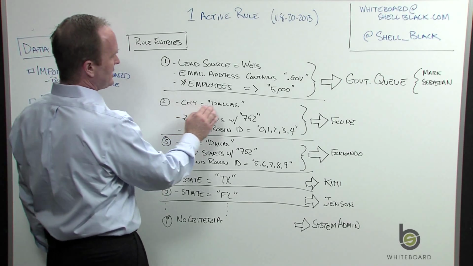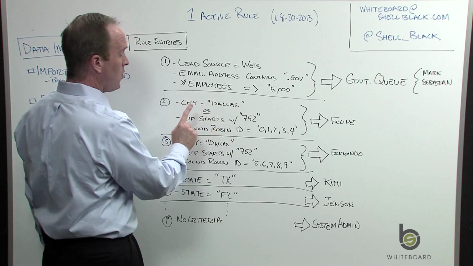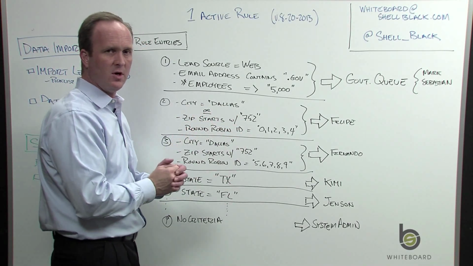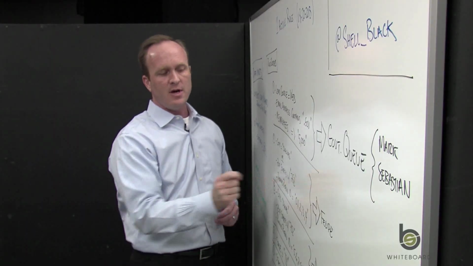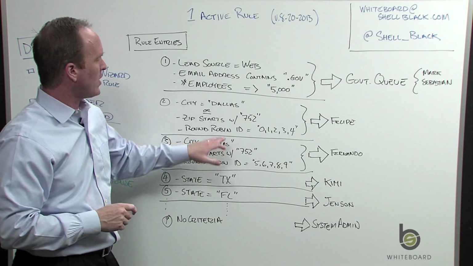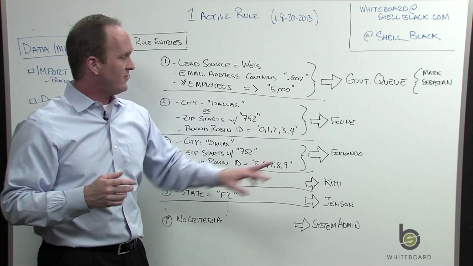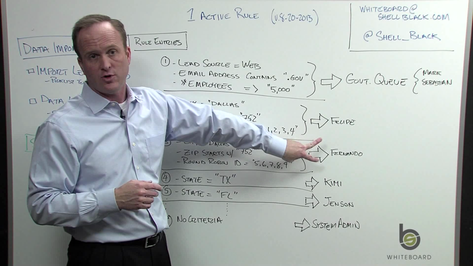So in this rule I said city of Dallas, so city equals Dallas, or zip code starts with 752, which is roughly the zip code inside Dallas. And then I have another criteria here that I want to highlight, and that is round robin ID equals 0, 1, 2, 3, or 4. So I have two users that service Dallas.